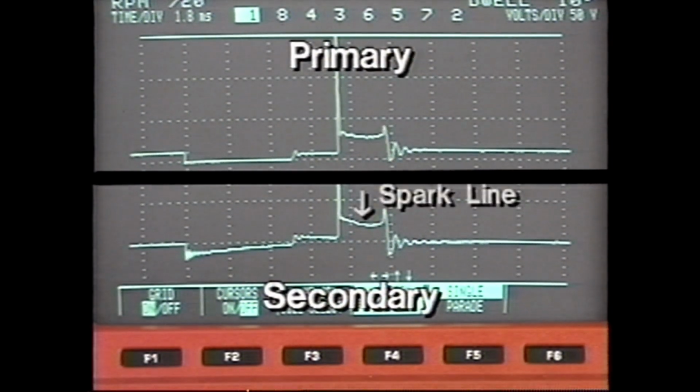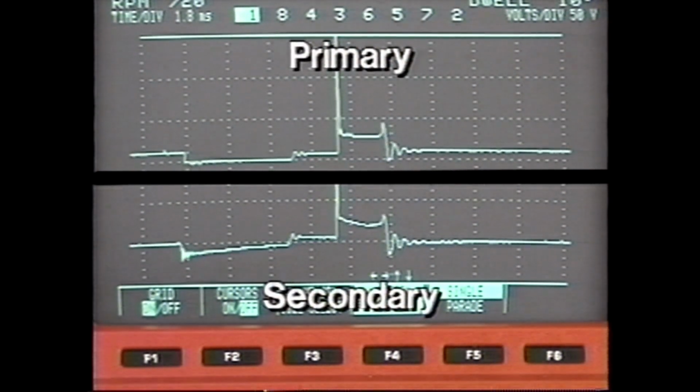The flatter spark line displays the inductive phase, which includes the visual flash and discharge of most of the coil energy. The coil energy decreases and resistance in the spark plug gap increases, as seen in the rise at the end of the spark line until the spark dies out. Spark duration is also known as burn time.